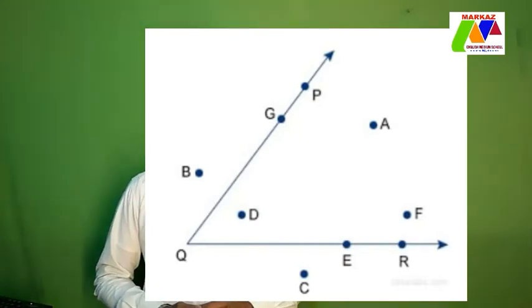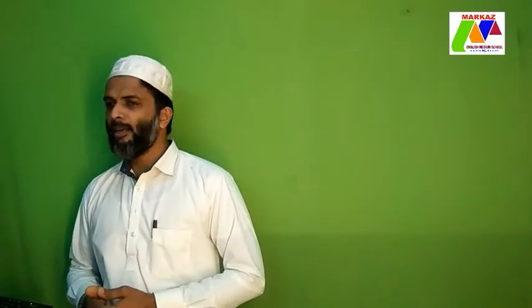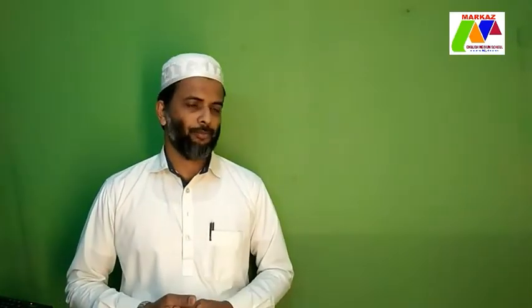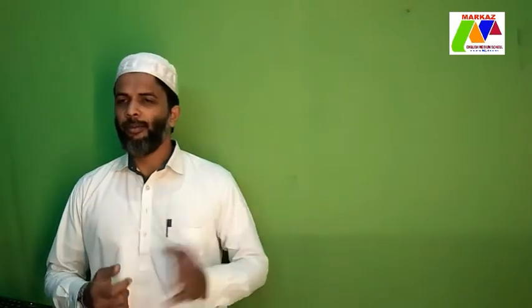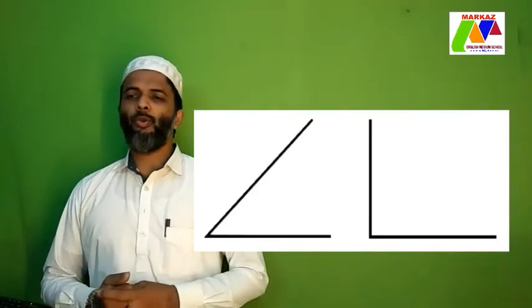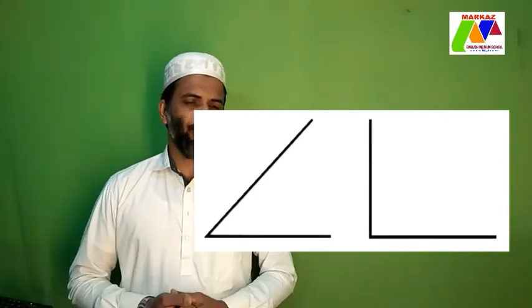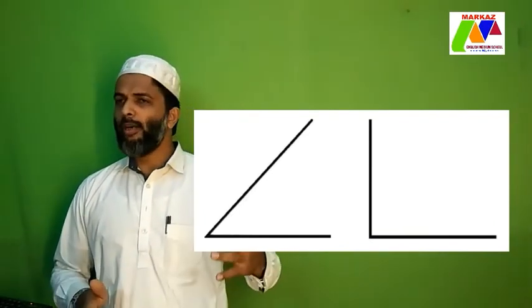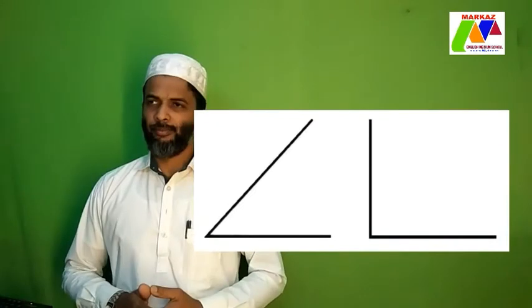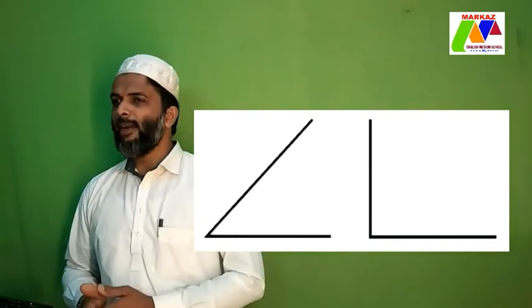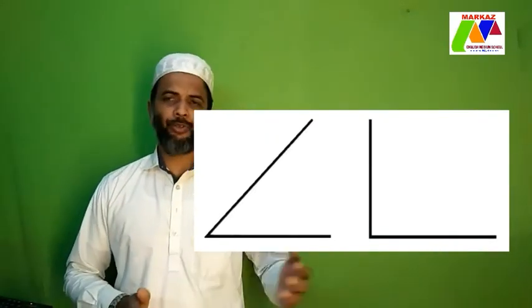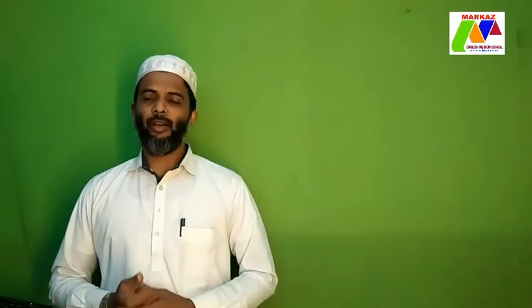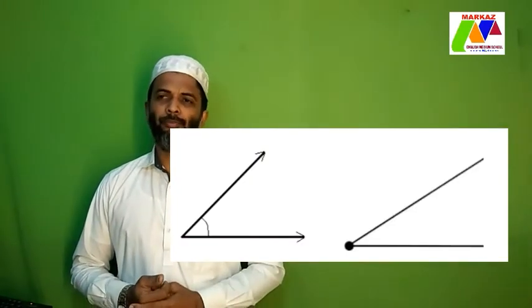Next topic, comparison of angles. How to compare which of the two angles is larger and smaller? Look at the figure. Compare these two angles, which is larger? The arms of the first angle open out less than the second angle. So, the second angle is bigger than the first one.